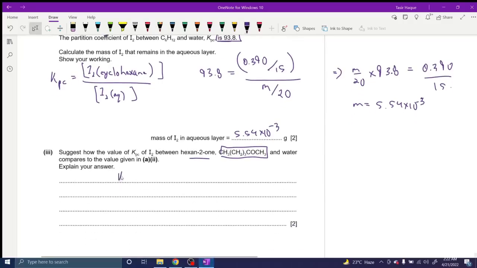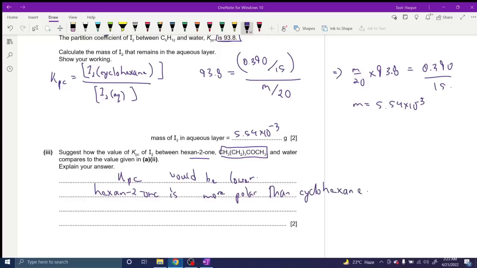Okay, that's the logic. The value of Kpc would be lower, or would decrease. Why is that? Because hexan-2-one is more polar than cyclohexane. That is the logic, okay? Or you could say hexan-2-one is polar and cyclohexane is non-polar.